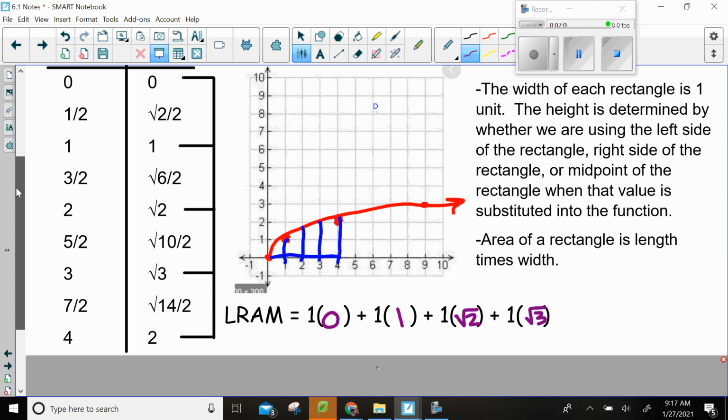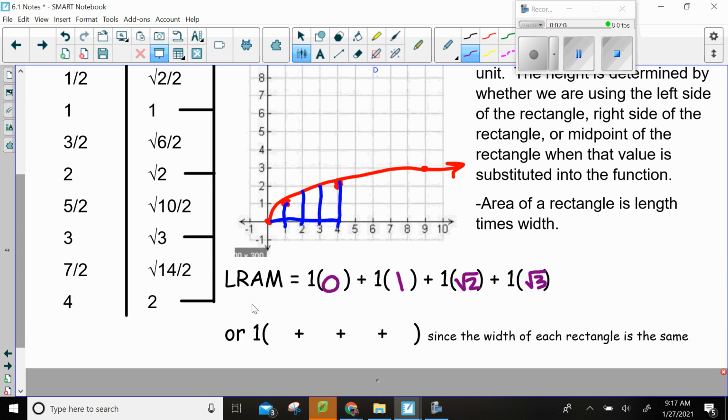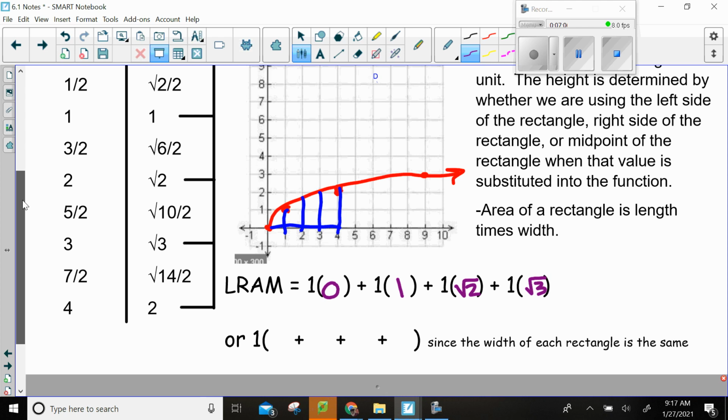Because all of these rectangles have the same width, we can pull that 1 out. That might make it easier for you to solve, and then simply add first and then multiply by that common width. So I have 1 plus square root of 2 plus square root of 3. Not much to simplify on that one.